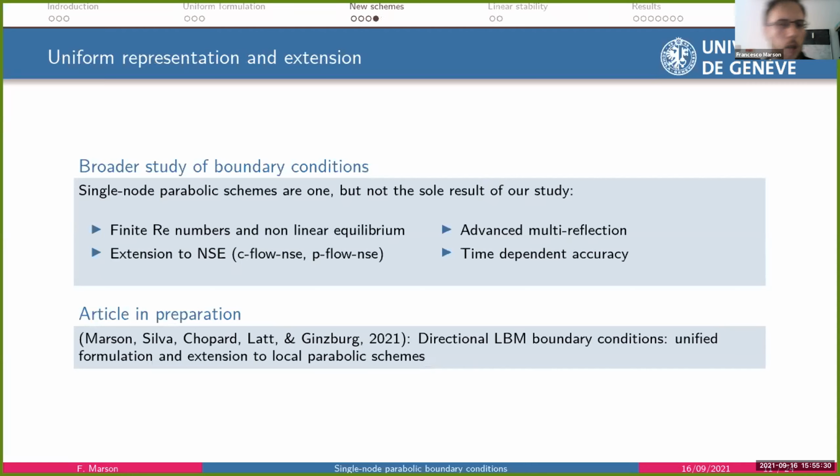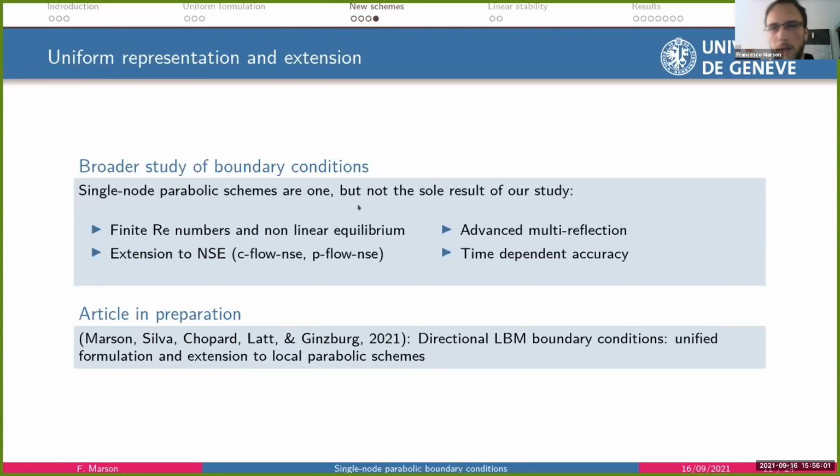Now, I want to mention that until here we have spoken about the Stokes flow, but our analysis is not limited to Stokes flow. We are also analyzing the behavior at finite Reynolds number. We have extensions for advanced multi-reflection and for Couette and Poiseuille flows at Navier-Stokes level, and analysis of time-dependent accuracy.